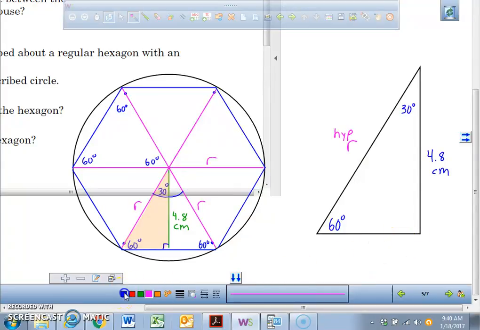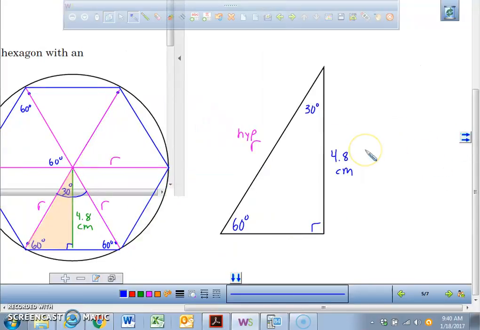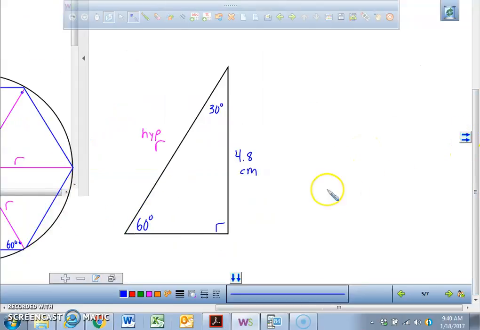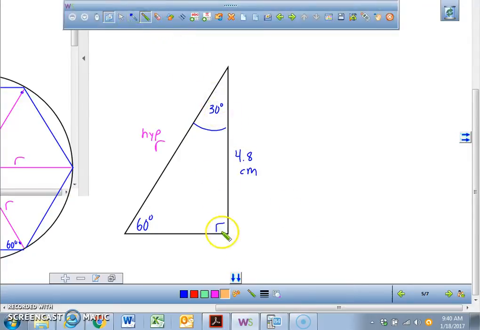Now, we could use the qualities of the 30, 60, 90 right triangle to solve this, but I'm not going to because we want to practice our trig functions. Okay? So, I'm not going to use the properties of the 30, 60, 90. We're going to actually just use trig. We're going to go from this perspective right here. We're going to go from the 30-degree angle. So I'm going to shade this in right here. We're going to go from 30 degrees.